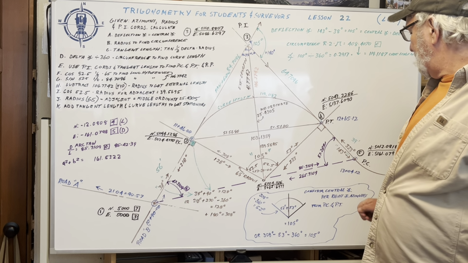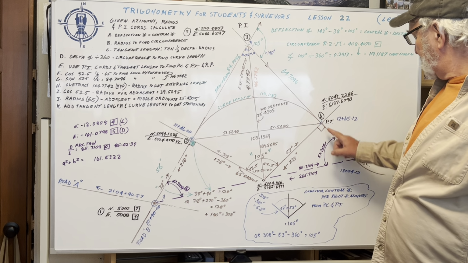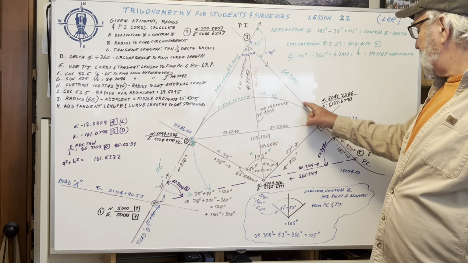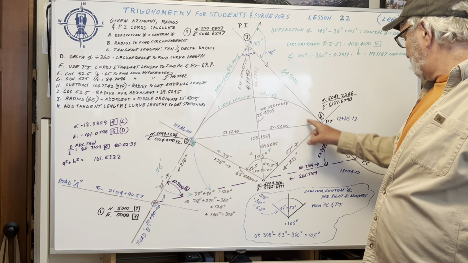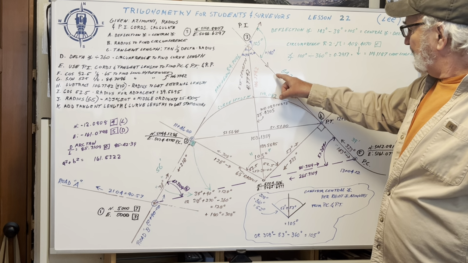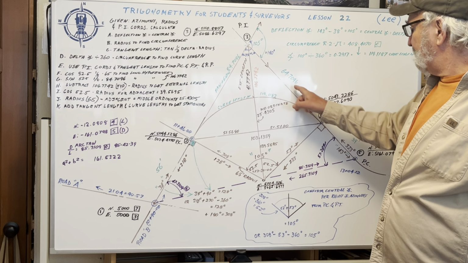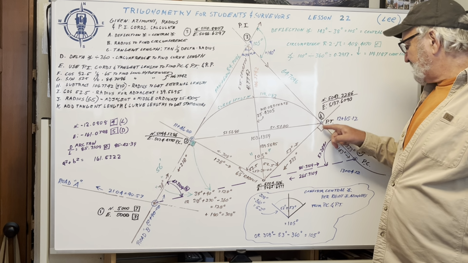And this is the same thing here. You're going to go up 323 or down 143 degrees. You're going to go down from this point on this bearing, on this line, on this azimuth, 84.7096. That's your PT point.